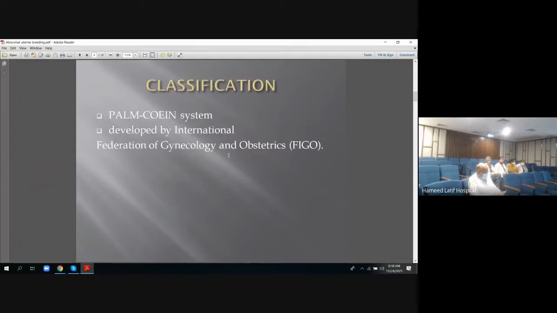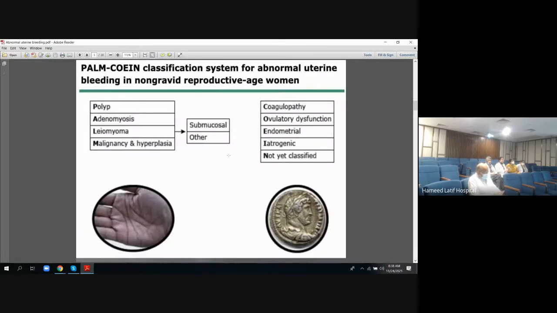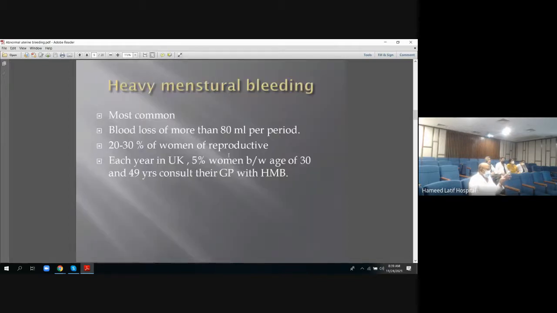There are several classification systems for the abnormal uterine bleeding. One that is increasingly recognized is the PALM-COEIN system. It was developed by the International Federation of Gynecology and Obstetrics. PALM-COEIN: polyp, adenomyosis, leiomyoma, malignancy and hyperplasia, coagulopathy, ovulatory dysfunction, endometrial causes, iatrogenic causes, and others that are not yet classified.